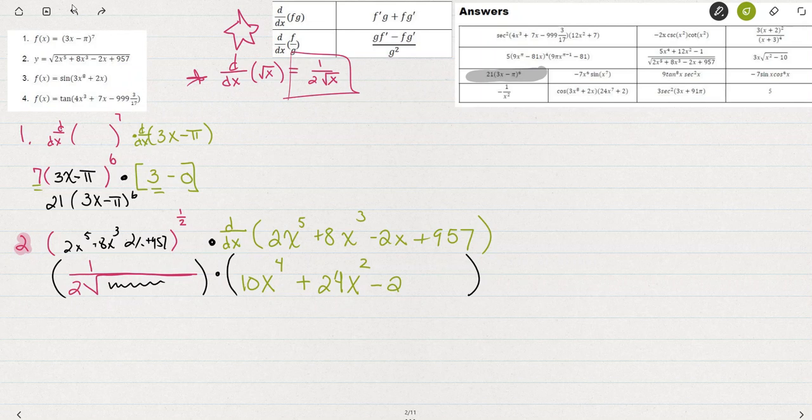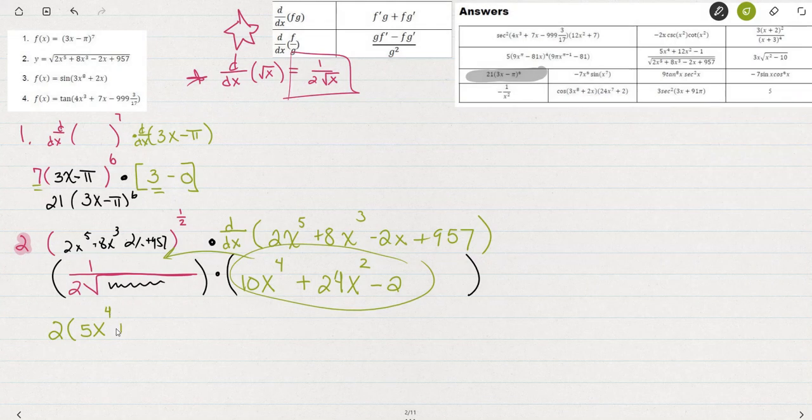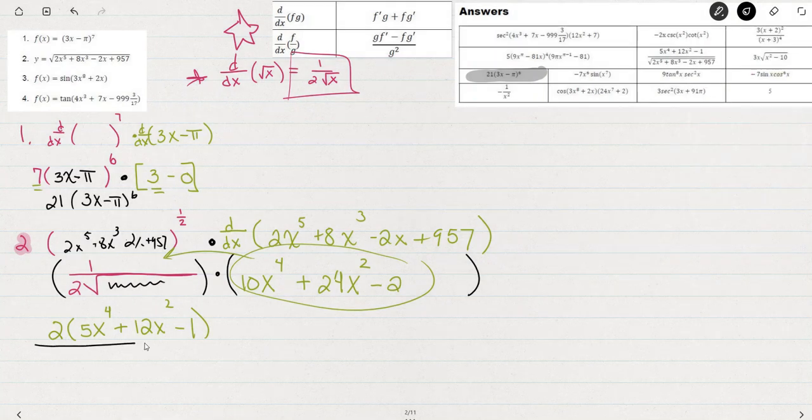If I were to rewrite this, putting this green up on top, do you see that we could factor a 2 out? 10 divided by 2 is 5, so we have 10x to the 4th divided by 2 is 5x to the 4th. 24 divided by 2 is 12, so 12x squared. 2 divided by 2 is 1. Why did I do that? Because I noticed that I've got this factor of 2 in the denominator.